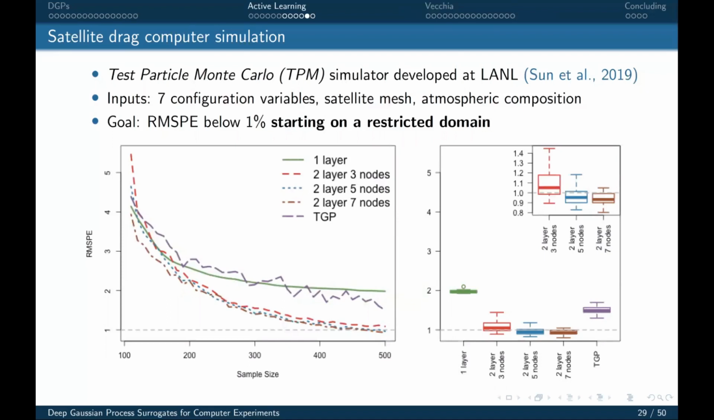Seven nodes means the dimension of X is 7. Yes, there are 7 inputs. That's the dimension of X. Our default is to have the dimension of W also equal the dimension of X, so 7, and that would be 7 nodes. But we also looked at 3 nodes and 5 nodes, and it's close. This is a zoom in of this part of the plot. 7 does the best, 5 does almost the same, and 3 does a little worse.